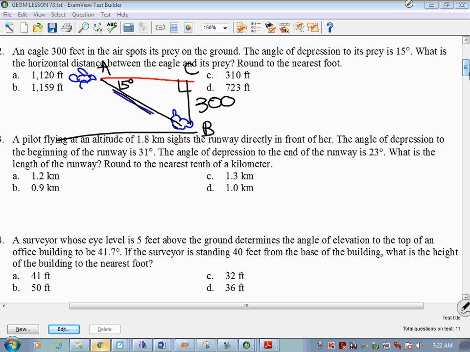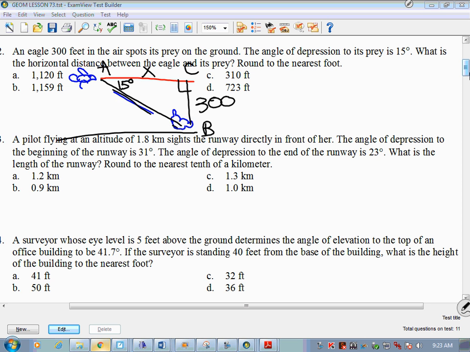What is the horizontal distance between the eagle and its prey? Horizontal distance should be a horizontal line, correct? So what line is that? AC, so we're looking for this right there. We're going to look at what I have and what I'm looking for in relation to angle 15. What is 300 to angle 15? Is it opposite, adjacent, or hypotenuse? Opposite. What is x? Adjacent, because it's not hypotenuse, right?